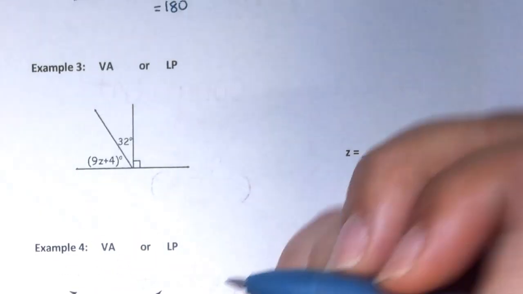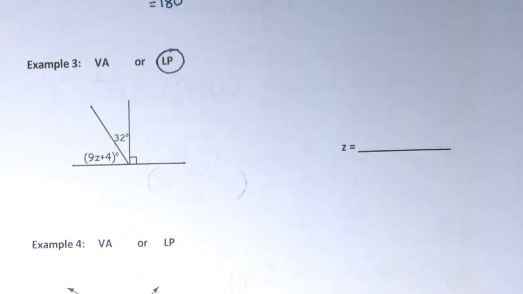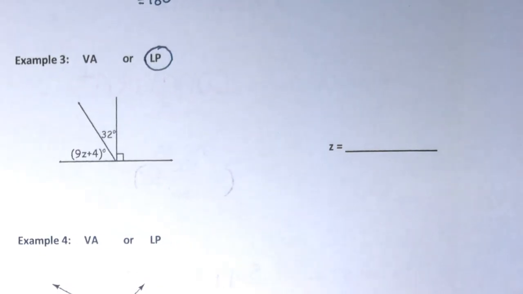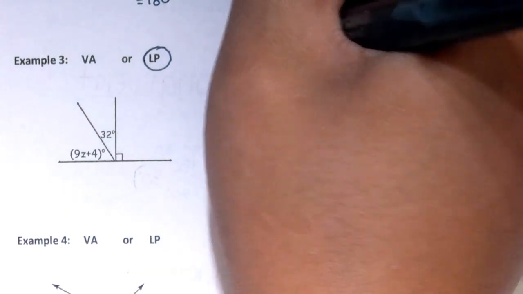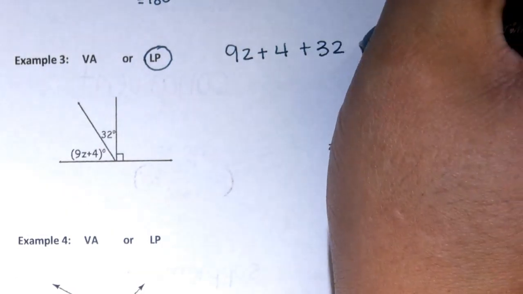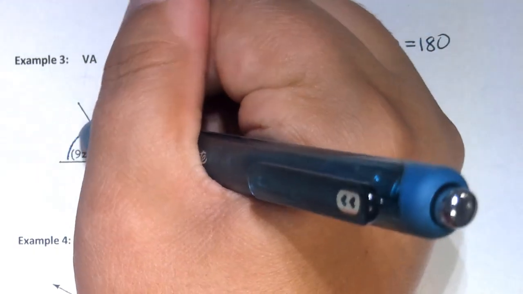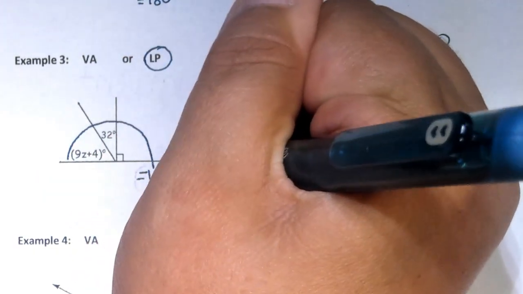Okay, there were actually two different ways to do this one. Personally, I wouldn't even call this a linear pair. I would call it a linear trio, because there are three angles. But you could have written the equation 9z plus 4 plus 32 plus 90 equals 180. Do you agree this whole thing equals 180?